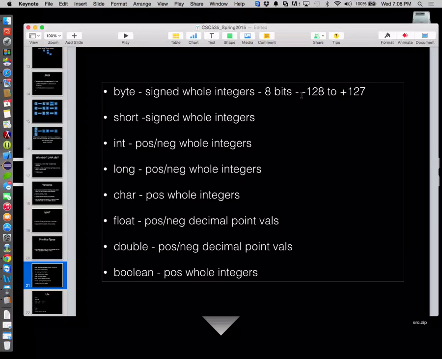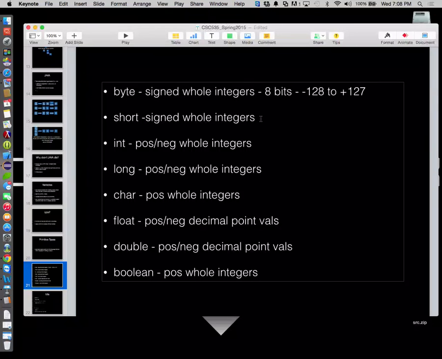Now that's not going to allow us to solve all the problems in the world, right? But if we only need to count from 1 to 10, will a byte do the trick? Sure. But if we need to count from 1 to 1,000, byte's not going to cut it, because it can only hold a number as big as 127. Make sense? All right.